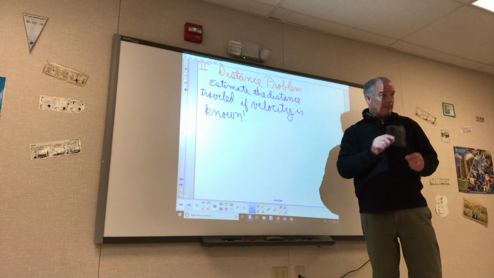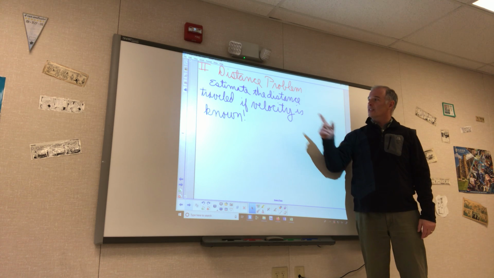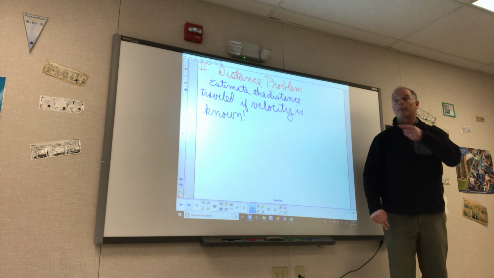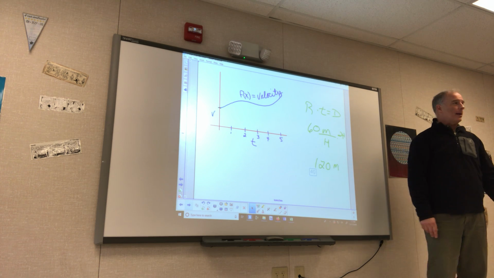So what we're going to do is basically just that. We're going to be able to estimate distance traveled if I know the velocity. But I'm also going to need to know the time.